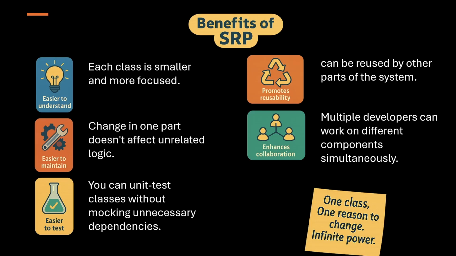Easier to understand. When each class has just one job, it becomes smaller and more focused. Think about reading a class that only validates an order. No SQL, no email, no logging, just pure validation. You instantly get what it does. That's what we mean by saying easier to understand.